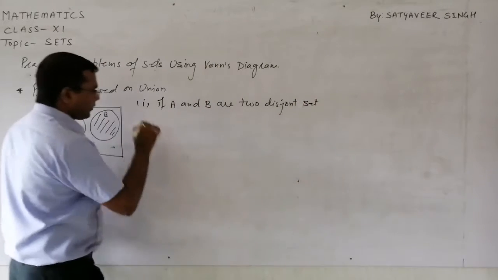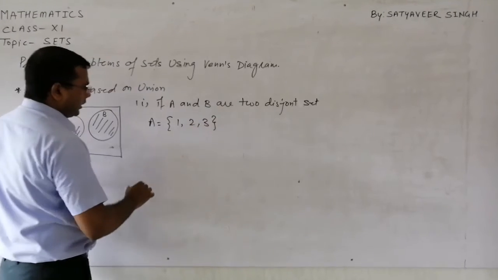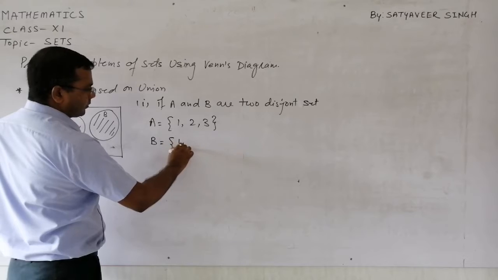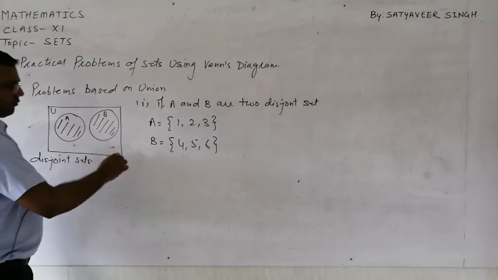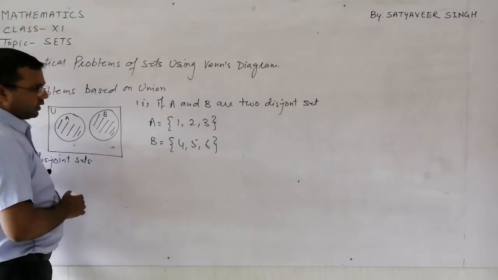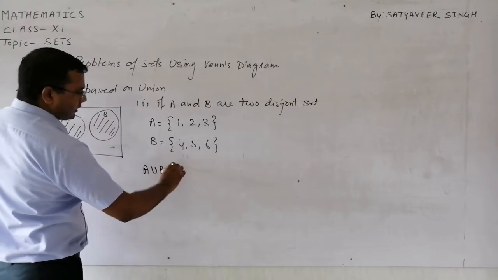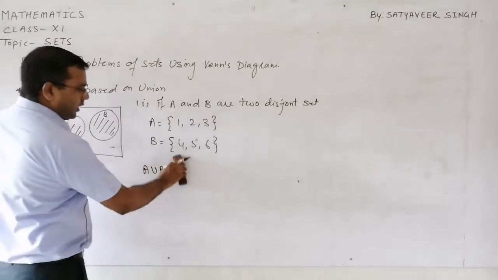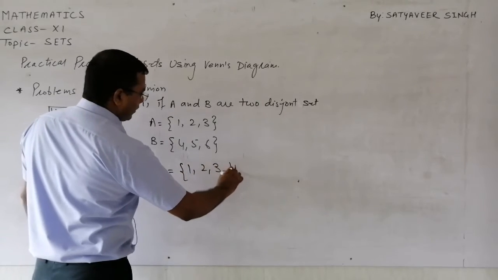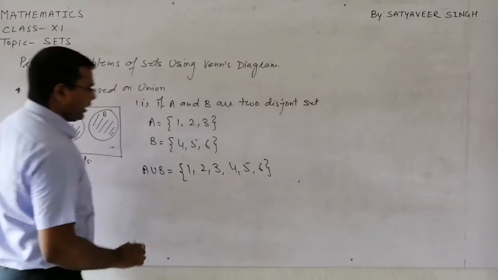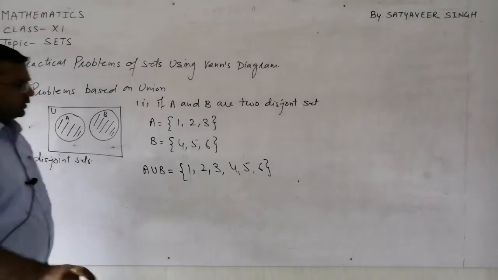Let set A have the elements 1, 2 and 3. Another set B has the elements, suppose, 4, 5 and 6. Then what does union mean? If we want to find A union B, it means the elements belonging to A or belonging to B, that is 1, 2, 3, 4, 5 and 6. We can include all these elements because both the sets are disjoint.